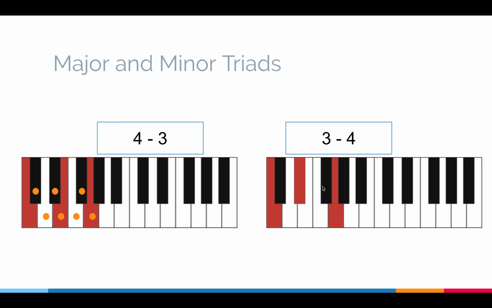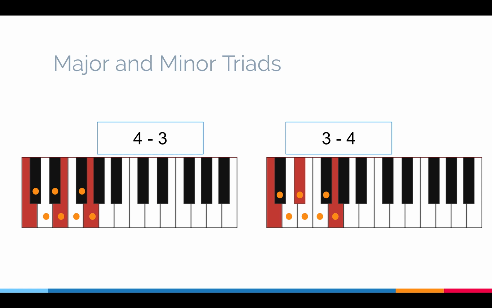Now for a minor triad, the only thing we need to do is switch those two numbers around. So 4/3 becomes 3/4. We have exactly the same root note, which is a C. We then count up 3 semitones. 1, 2, 3. And we have our E flat. We then count up 4 semitones. 1, 2, 3, 4. And we have our G. C, E flat, G. And all of a sudden it sounds gloomy.